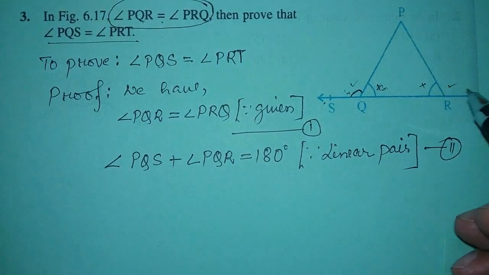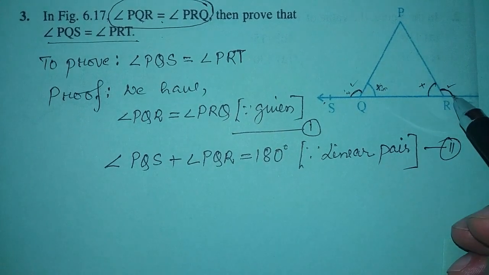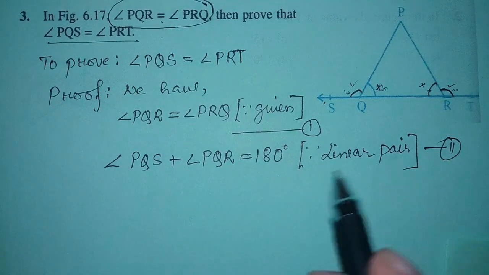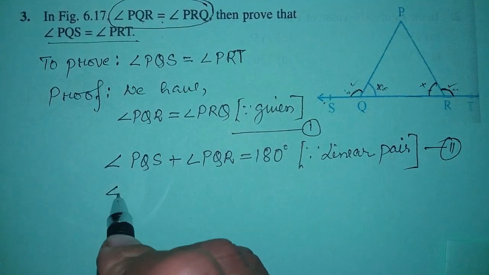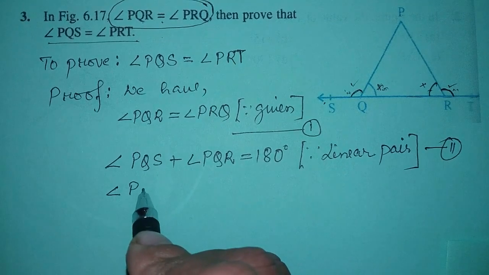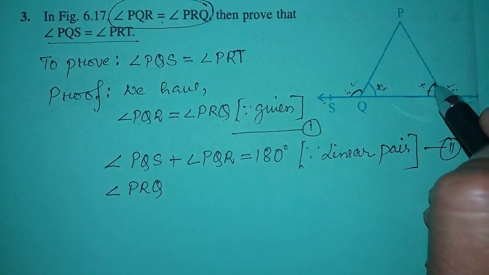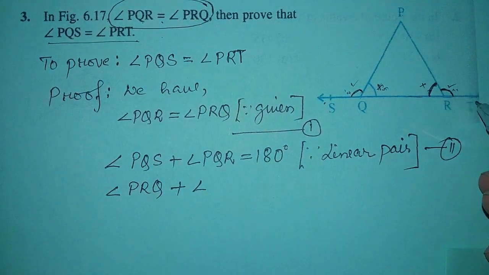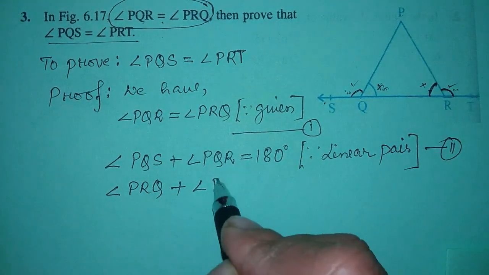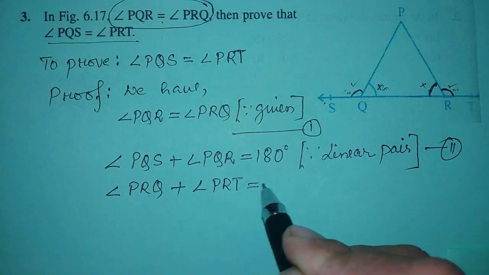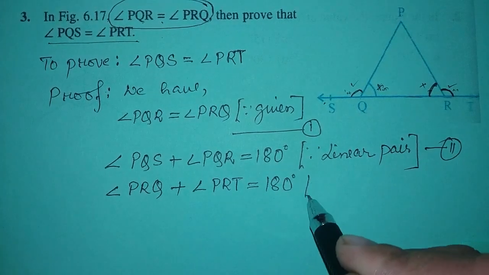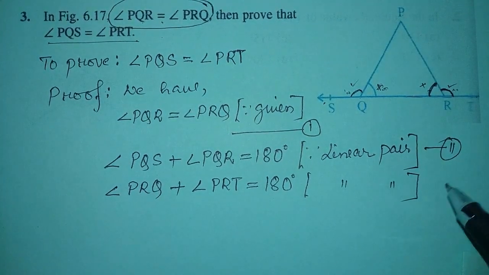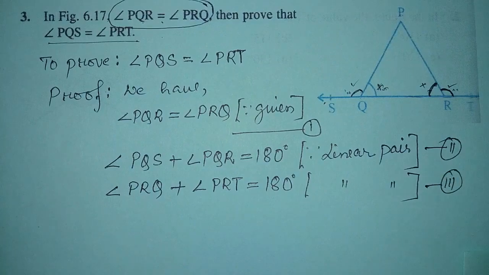Similarly, on the other side, this angle and this angle form a linear pair, this being a straight line. So the sum of these two angles is 180 degree again. So angle PRQ, which is this angle, plus angle PRT, this angle, is 180 degree. The reason being linear pair, so we're going to call this equation 3.